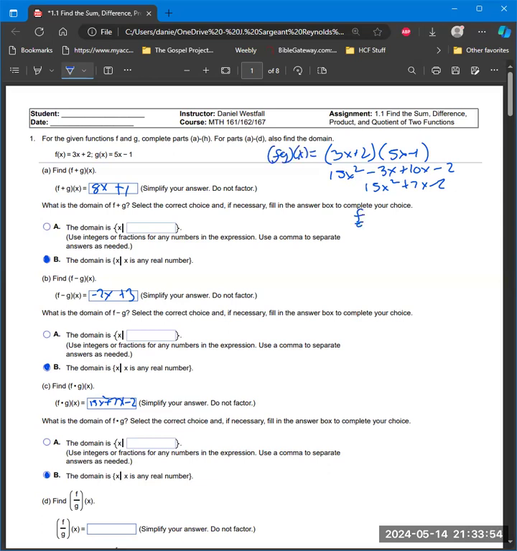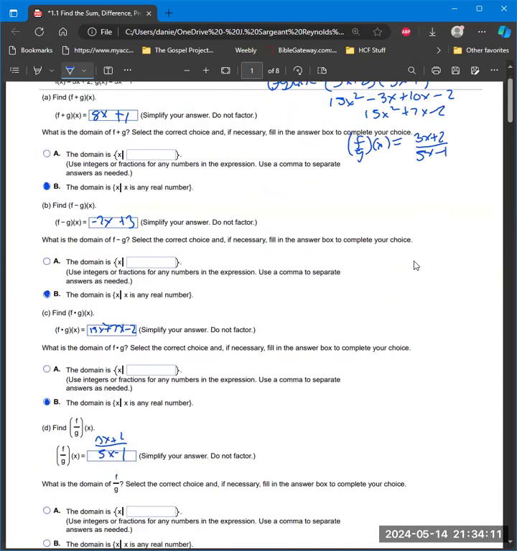f divided by g of x is going to be f of x divided by g of x, and there's nothing that I can really do to simplify that. Now the domain there is going to be restricted because I have a denominator that's not allowed to be 0. So if I think about 5x minus 1 being equal to 0, 5x equals 1, x is 1/5. So the domain is restricted: x is not 1/5 when I have f over g.